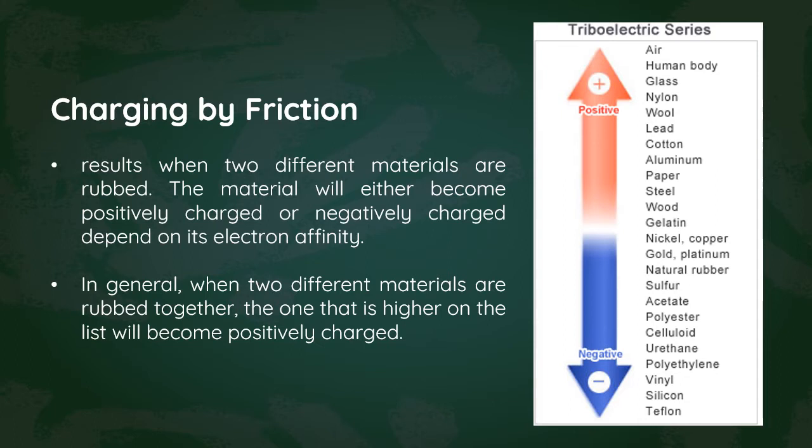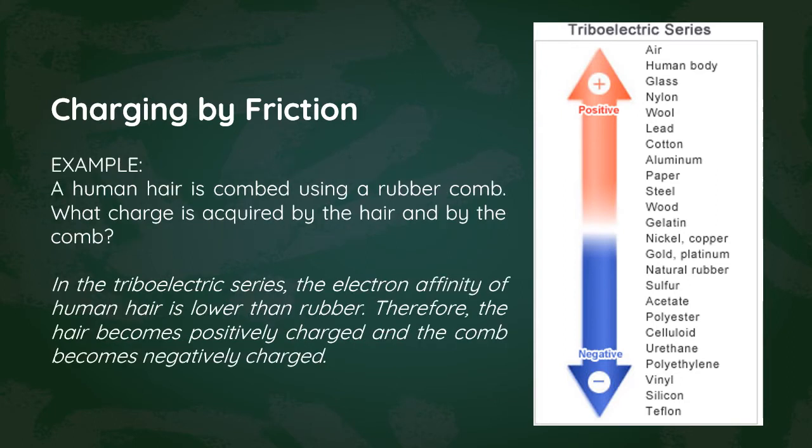So for example, if a human hair is combed using a rubber comb, what charge is acquired by the hair and by the comb? In the triboelectric series, the electron affinity of human hair is lower than the rubber.